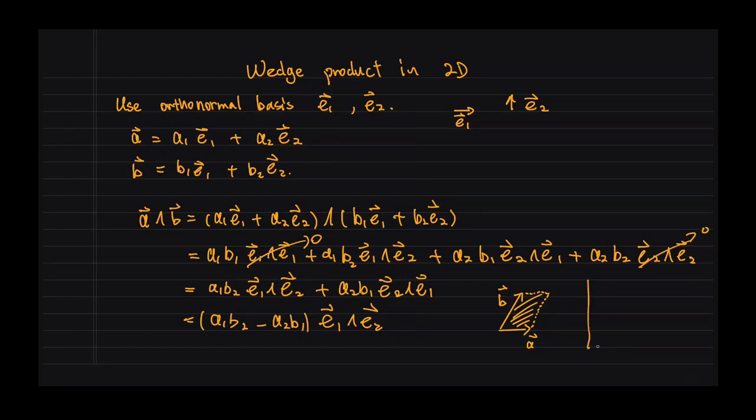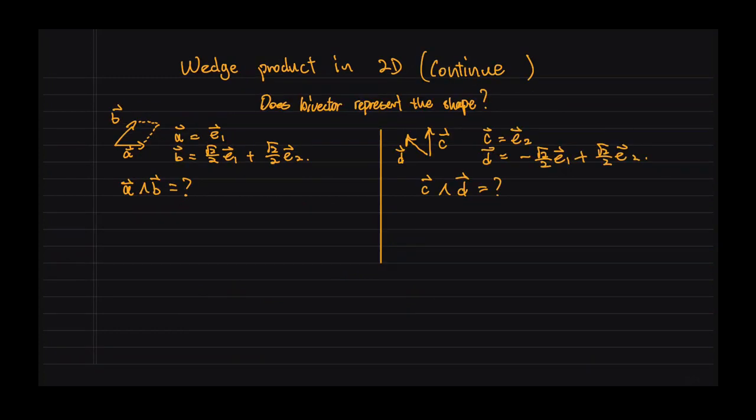So let me draw it bigger. E1, E2. So it's oriented in this way. Last video, we talked about the number we get, for example, A wedge B is equal to A1 B2 minus A2 B1 times E1 wedge E2. We said that the number here represents the area of this parallelogram.